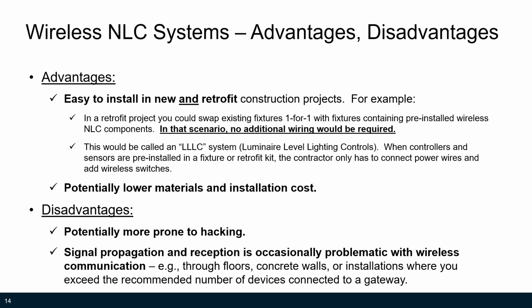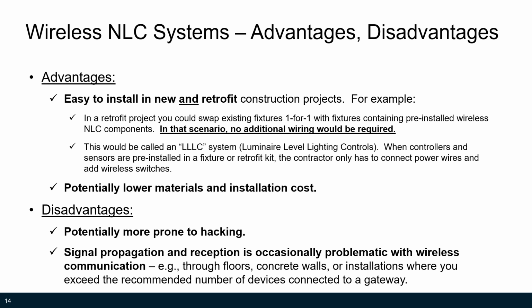Is the wireless system more prone to hacking than a wired system? Again, IT professionals would probably argue that at this point, but that's been the general perception for a long time. Remember that in order to get onto the DLC qualified products list, you have to demonstrate that you have achieved some kind of cybersecurity certification. We'll talk more about that in a moment.